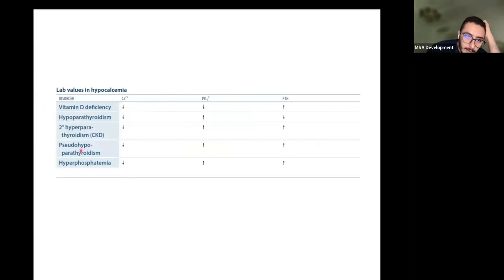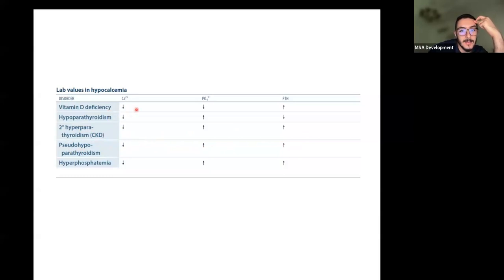You go over it really quickly. I explained everything. Look at secondary hyperparathyroidism and pseudohypoparathyroidism. Similar labs: decreased calcium, increased phosphate, and increased PTH. They are the same, but I explained the differences. The difference is chronic kidney disease, CKD. Okay.